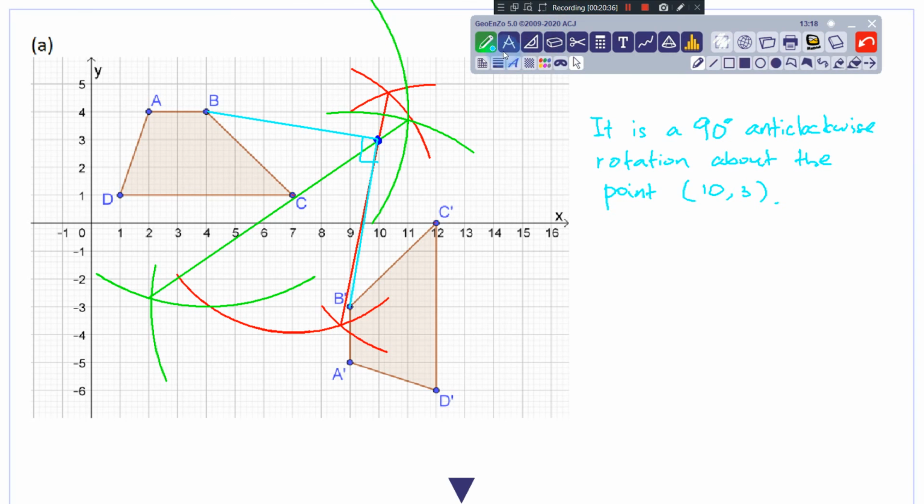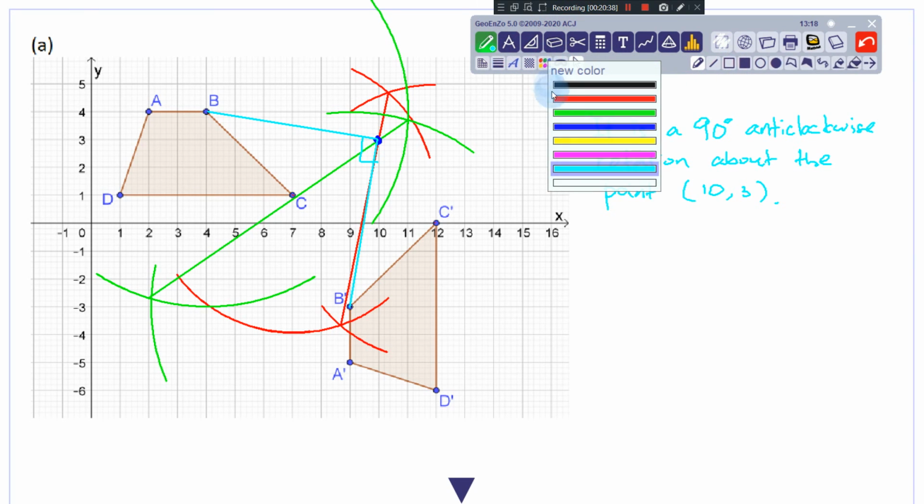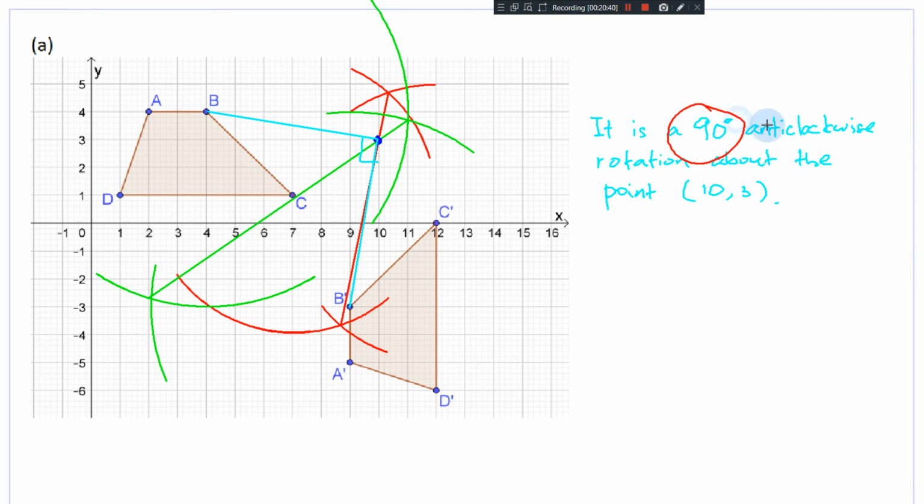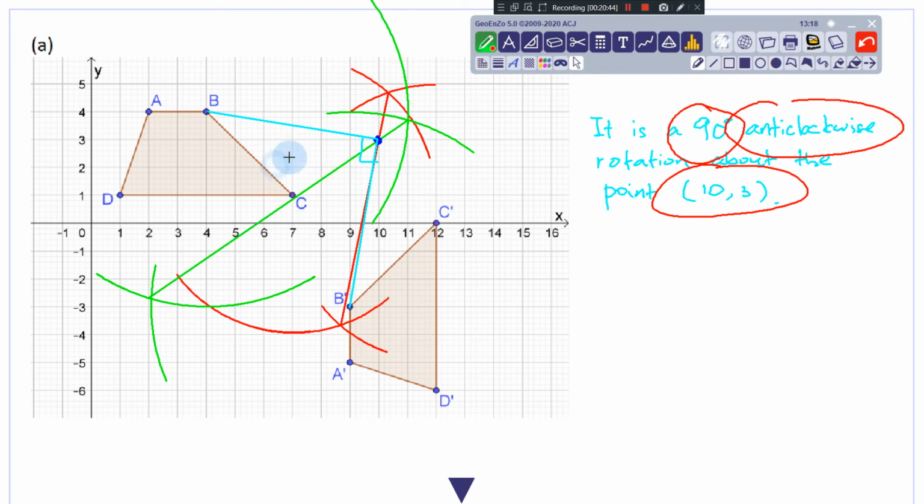Okay, so remember just now what I told you, three things, right? Angle, directions, and the center. So in this case, if you don't want to give this answer, actually we have another answer. You can say it is a 270 degree clockwise rotation about the point 10 trade. These both answers are correct. Okay, now let's try part B.